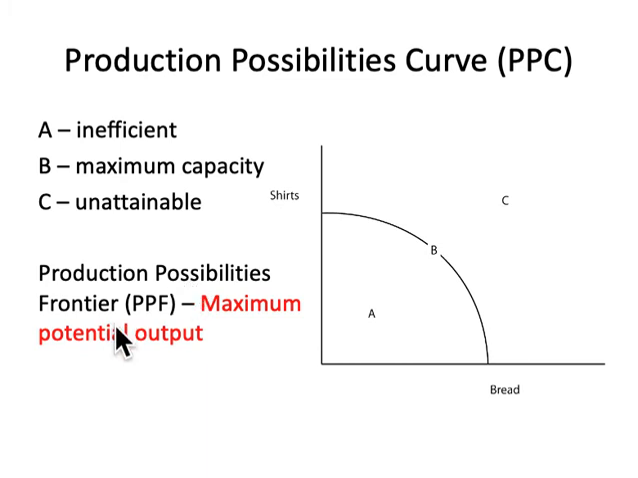PPF, the production possibilities frontier, is the maximum potential output of an economy. And so the frontier would be the line. The line is the maximum of what our country can produce, or our economy can produce. Okay, so the PPF is in the PPC. The PPC is the entire thing. The PPF looks at the maximum potential output. So that is our discussion of the production possibilities curve. We're going to talk about another example of this in a moment. But please be sure that you understand conceptually what this is, thinking also about the assumptions that we've made.